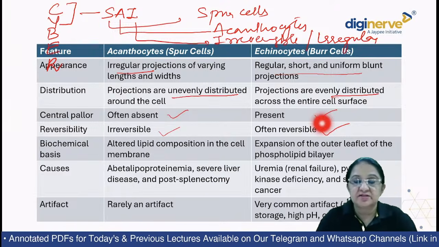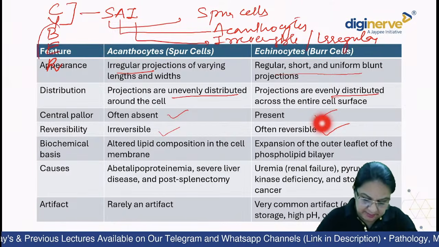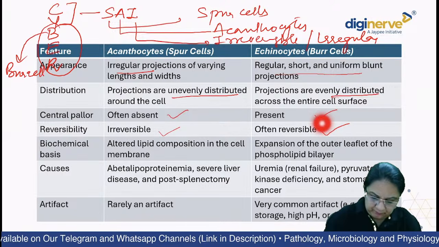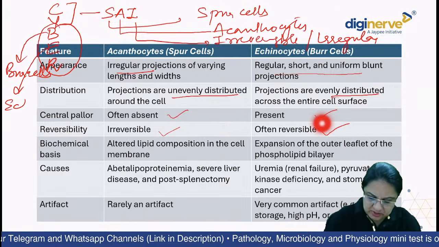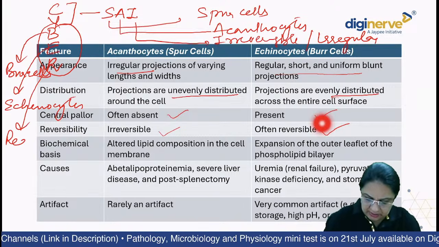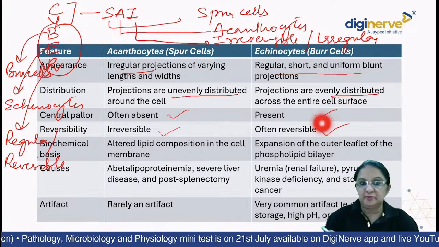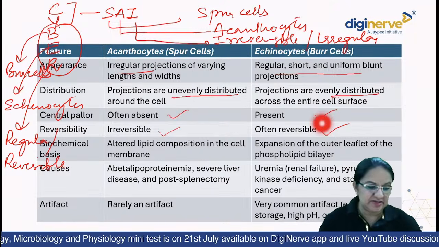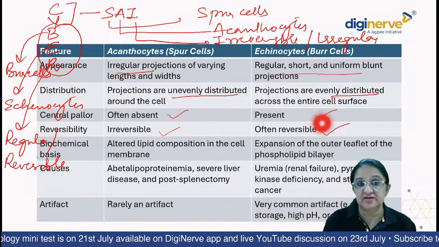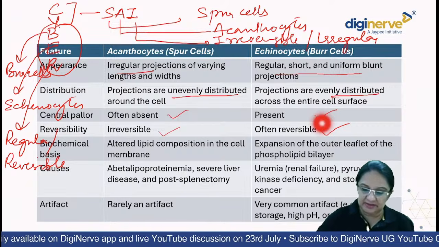Spur cell, acanthocyte, irreversible, irregular. Then Burr cells: B is Burr cells, E is echinocytes, R is regular or reversible. I hope you will be able to remember by this the difference between acanthocyte, spur, irreversible, and echinocyte, Burr, reversible and regular. All right.